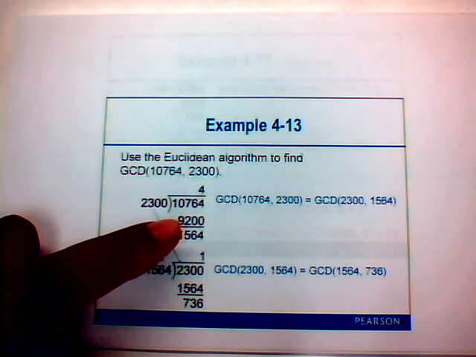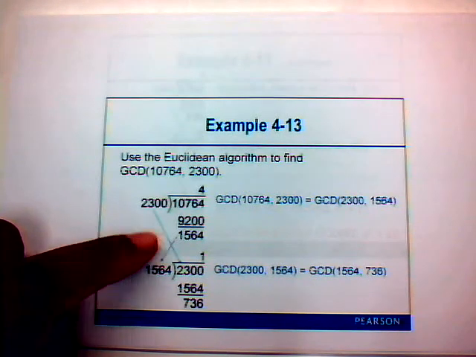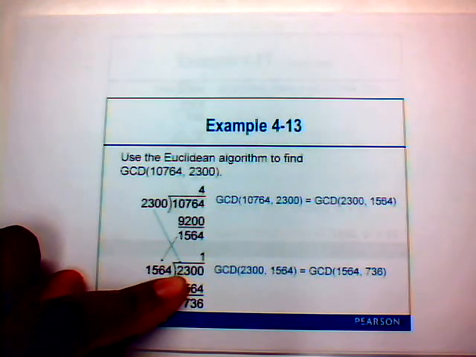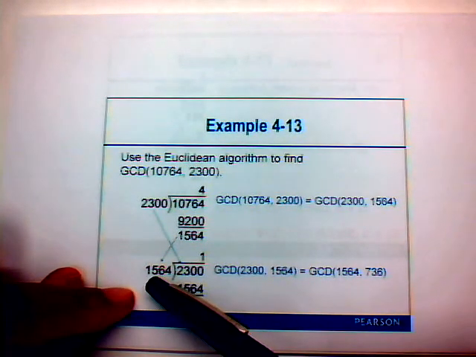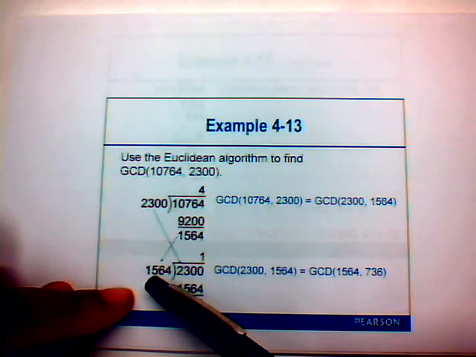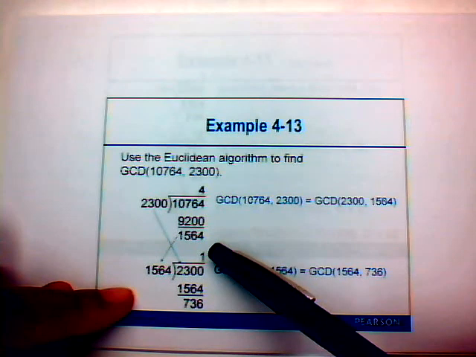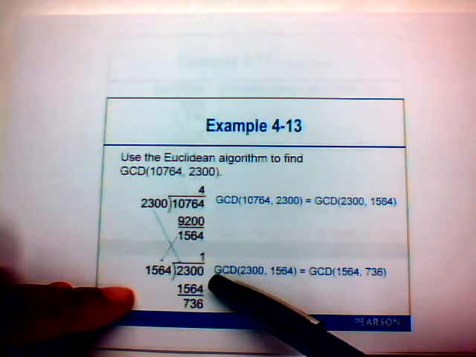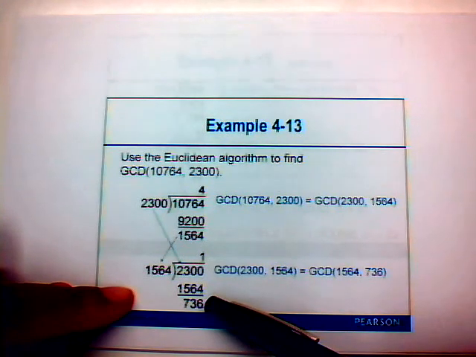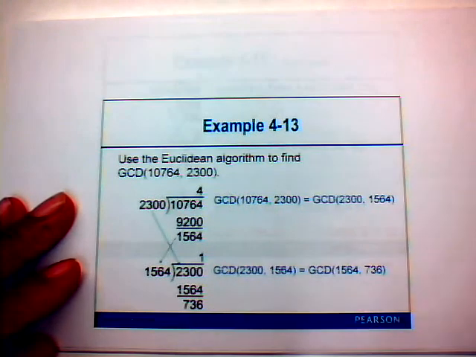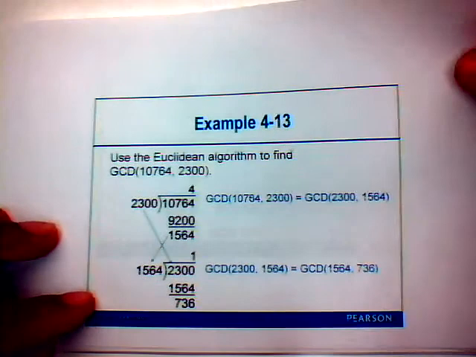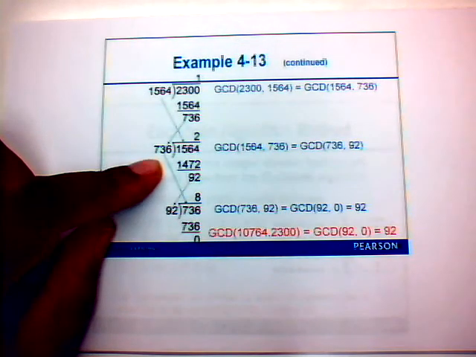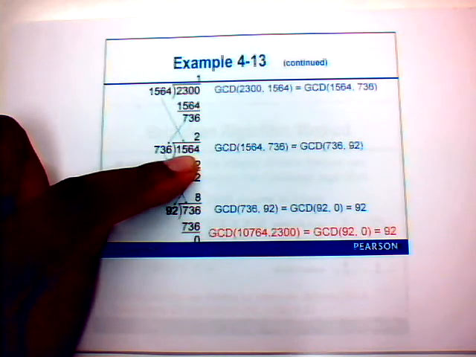The remainder is not 0, so that 1,564 will be your divisor. This previous divisor, which was 2,300, will become the new dividend. So now you have 2,300 divided by 1,564. So how many times will 1,564 go into 2,300? 1 time. 1 times 1,564 will be 1,564. Subtract that from the 2,300, you're going to get 736, which is not a remainder of 0. So we're going to take that 736, that's going to become the divisor, and then the 1,564 becomes your dividend.